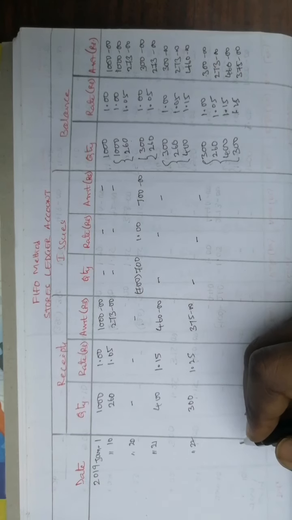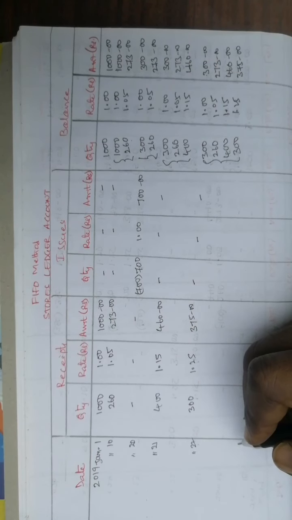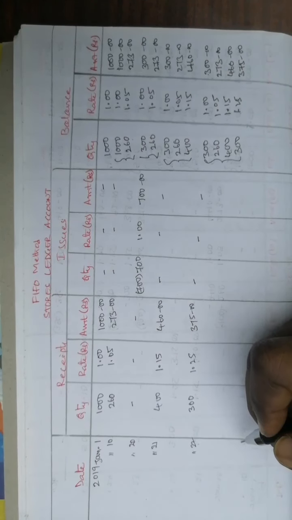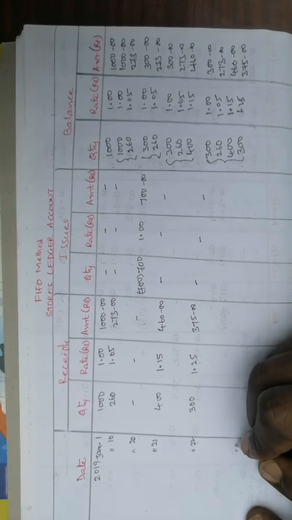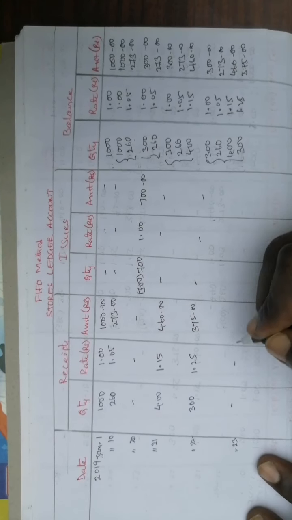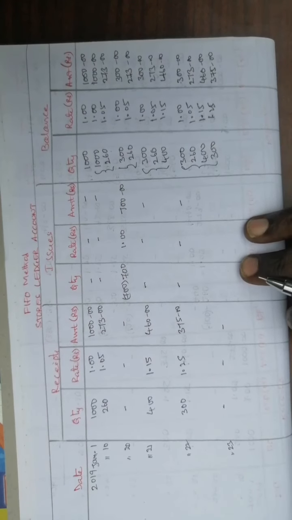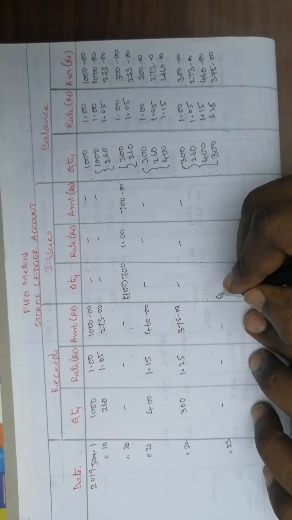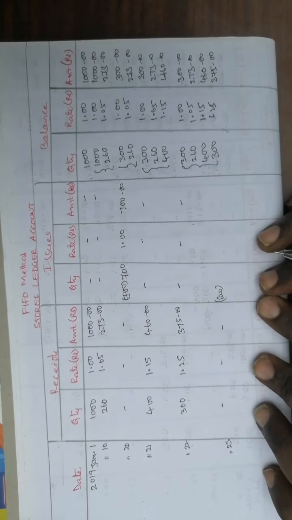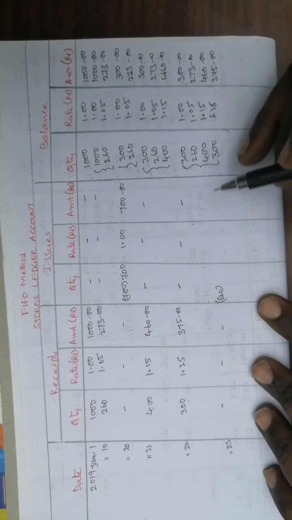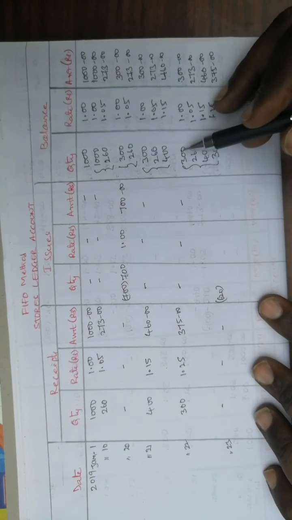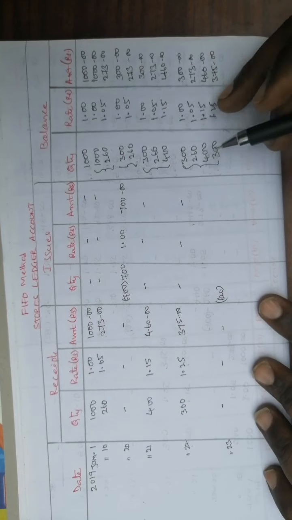Now 21 is over, 22 is over. Now the 23rd. On the 23rd no receipts, but there is an issue. How many units issued? There is an issue of 620 units. As we are following first in first out, we have to take from the first, then if necessary the next, and if necessary the next, like that.